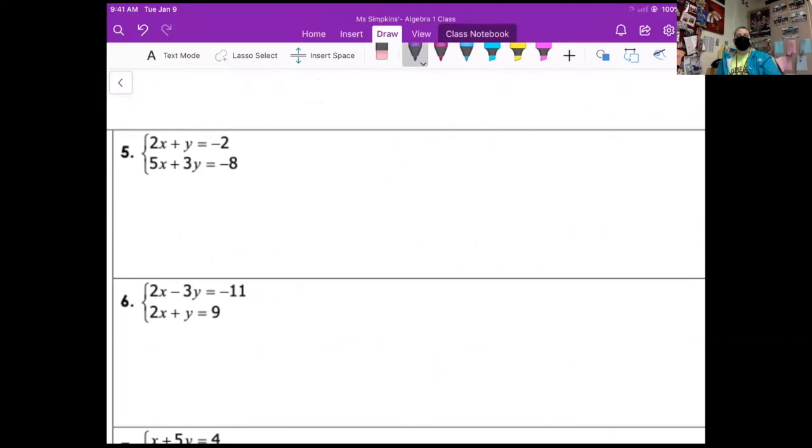So on number 5, the issue is neither one of those have a variable all by itself on one side. So on number 1, the y's were both by themselves. On number 2, the y was by itself. On number 3, the x is already by itself. This one, we have to do something before we can substitute. It's not bad. We get to choose though, which variable, there's 4 of them. There's an x on the top, a y on the top, an x on the bottom, y on the bottom. Which one do you want to get by itself?